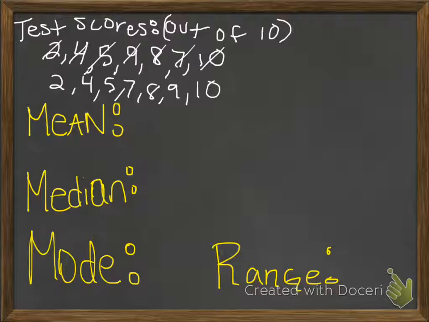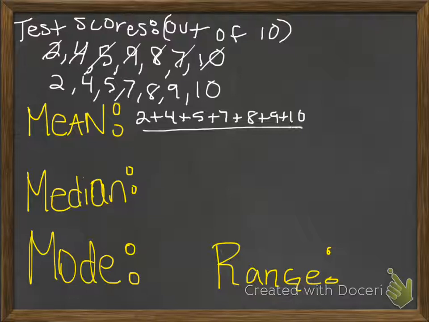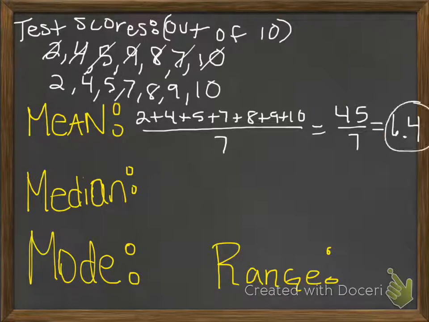Now, to find the mean, we're just going to add up all our data values. So 2 plus 4 plus 5 plus 7 plus 8 plus 9 plus 10, divided by the total number of tests there were. There are 7 tests, so we divide by 7. The total on the top gives you 45, and the bottom is still 7. Then 45 divided by 7 gives us 6.4. So our mean is 6.4.